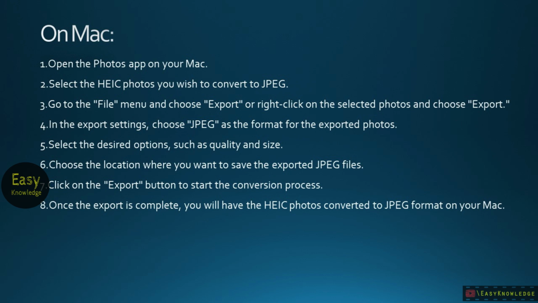7. Click on the Export button to start the conversion process. 8. Once the export is complete, you will have the HEIC photos converted to JPG format on your Mac.